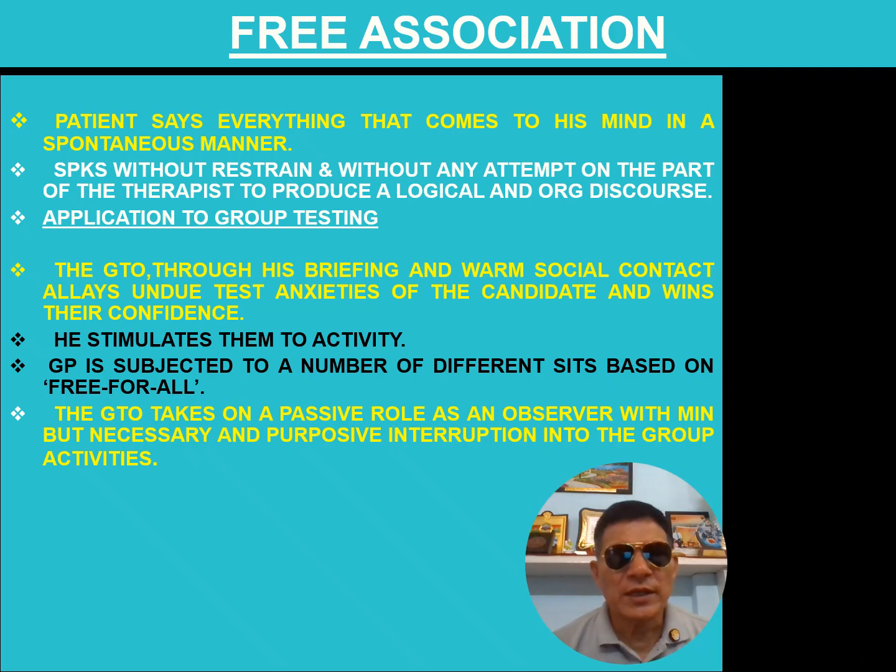The GTO takes on a passive role as an observer with minimum but necessary and purposive interruption into the group activities. Means GTO is sitting passive. Once he is given a task, supposing there is a group discussion or lecturette, he is sitting, he is passive, he is just observing, listening, he is very focused, but not looking at you, not disturbing you, there is no interruption. In case there is a requirement of interruption, that is minimal, and if it is necessary, otherwise he is not. So this is how he keeps you at ease.